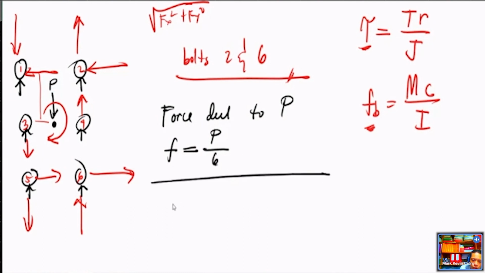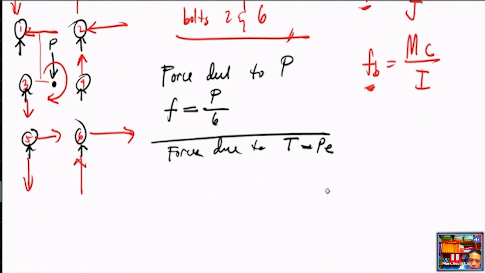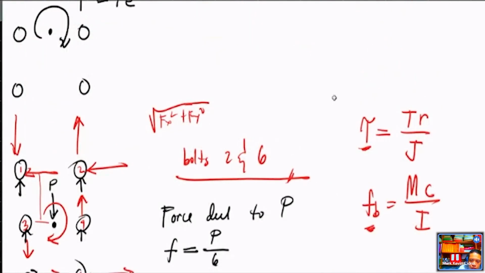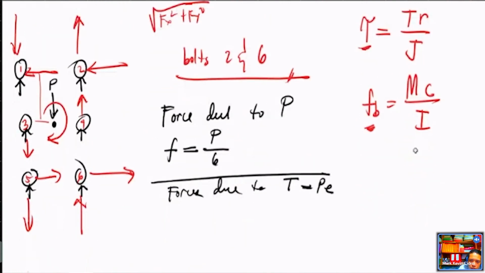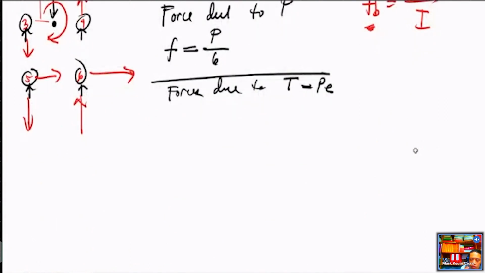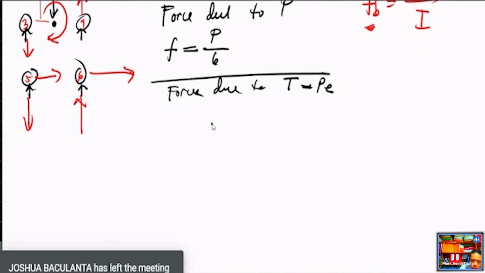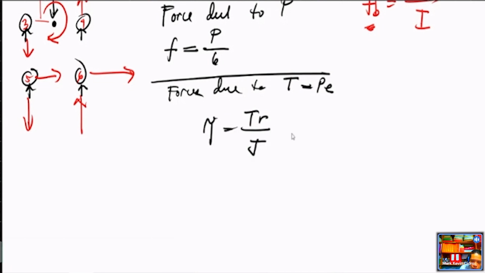And another one are the forces due to the torque. Take note, your torque is equal to P times E. So how do we solve that? Let's go back to the formula. Shear stress is equal to TR over J. Your T is the torque, your R is the radius, the distance from the point to the bolt. Your stress here is actually equal to the force over the cross-sectional area of the bolts, but this is T times R.